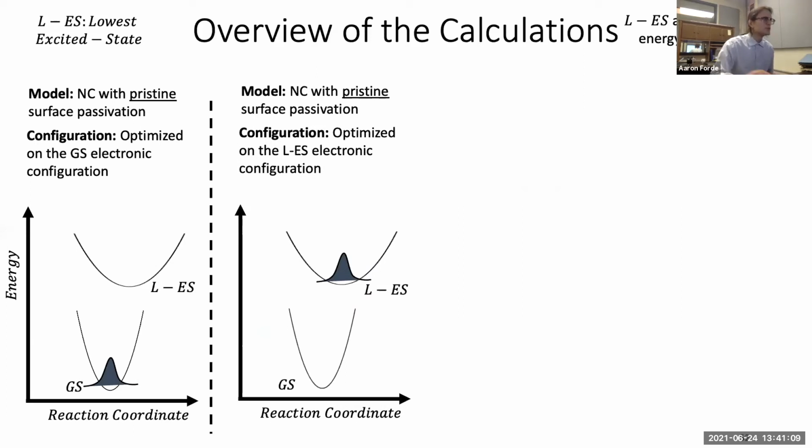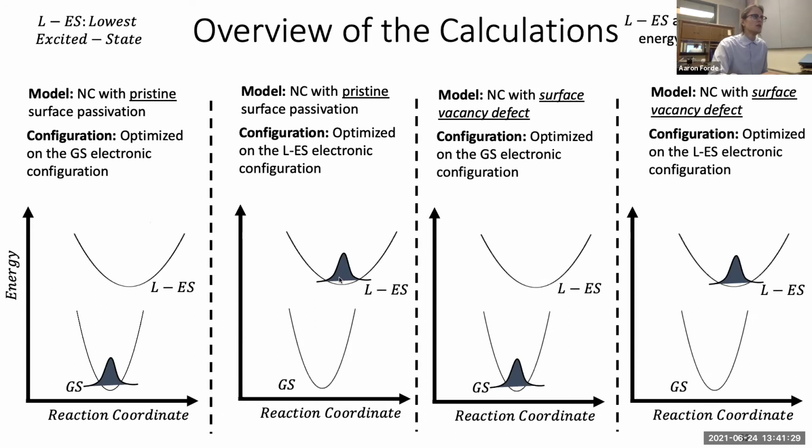is the main summary. So to quickly overview how we did the calculations, we first considered 2 models in 2 different electronic configurations. So I mentioned pristine models, so they have no defects. So we do it on the ground states, and we also do a calculation on the lowest excited states, which is meant to approximate the lowest energy photo excitation. And then we do 2 more calculations, but in this case, we consider a surface defect model, and we optimize one on the ground state and one on the lowest excited state.